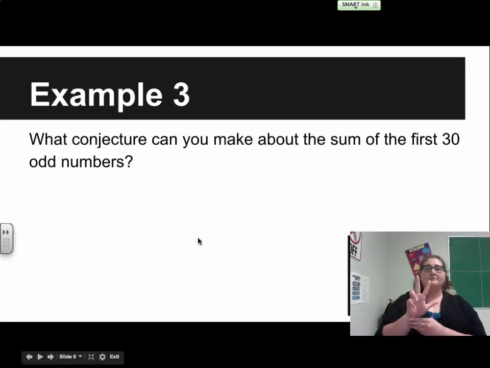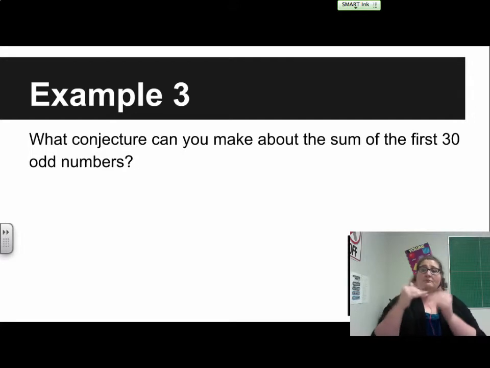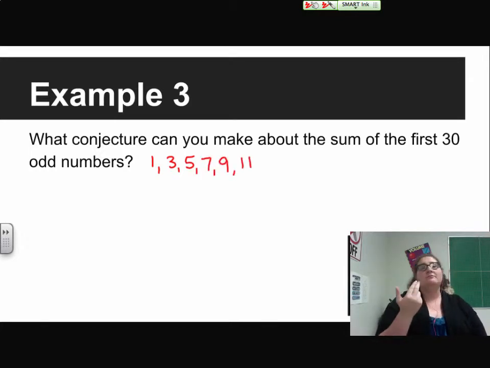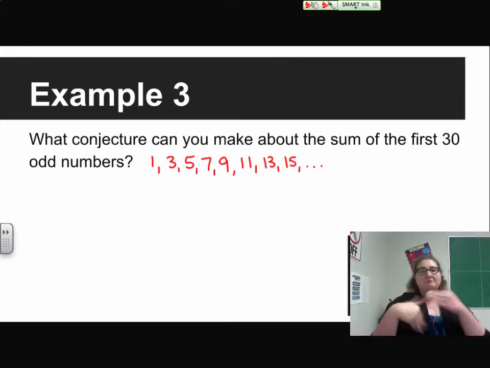Example 3. What conjecture can you make about the sum of the first 30 odd numbers? Well, first we need to list the odd numbers: 1, 3, 5, 7, 9, 11, 13, 15, and it keeps going. Now I don't want to find the first 30 odd numbers and type them in my calculator, because that could be tedious, and I could make one small mistake and get an incorrect answer. So I'm going to make a table.